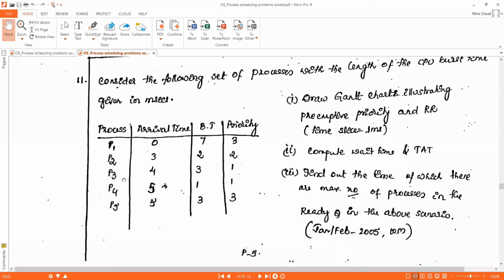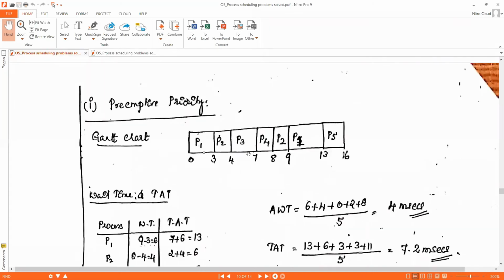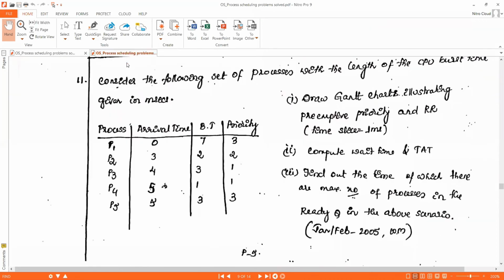So process 3 itself will complete its burst time in the CPU. Process 3 will execute in the CPU for 7 milliseconds. At 7 milliseconds, process 5 will also arrive, at 5 milliseconds, and its priority is 3.